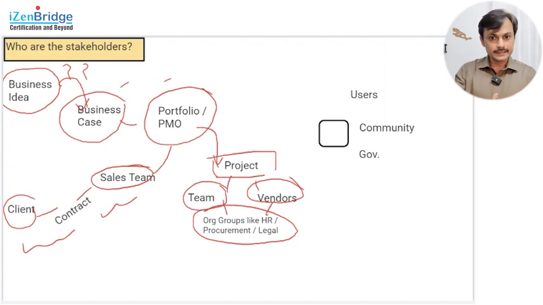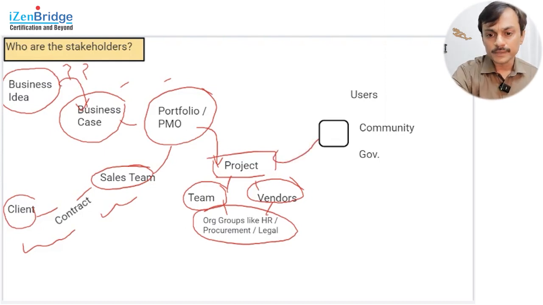They are interested in ensuring that you are following compliance. The legal group is interested in knowing that you are not breaking any laws. The HR is involved in ensuring that they provide the right people at the right time to you, and you are taking care of their growth and everything. So there are a lot of people internally who are also stakeholders to your project.